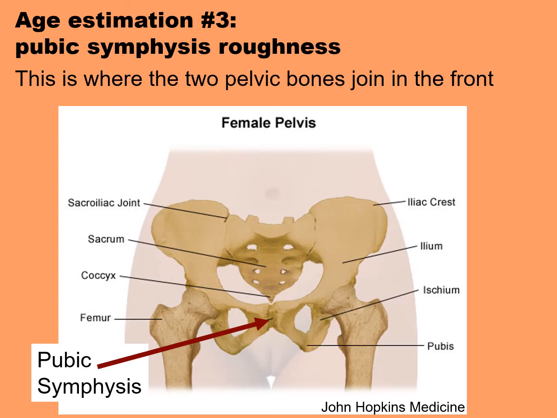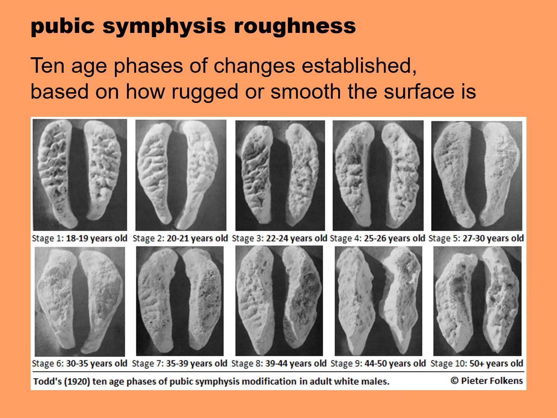The third way to estimate age is to look at pubic symphysis roughness. The pubic symphysis is where the 2 pelvic bones join in the front. Now, during childbirth, this area softens, the cartilage between these 2, and they pull apart. 10 phases or changes have been established in pubic symphysis roughness. You can see that they start out at 18 to 19 years of age in males very rough, and by 50 years and older, much smoother.